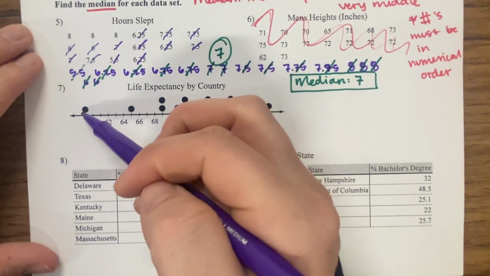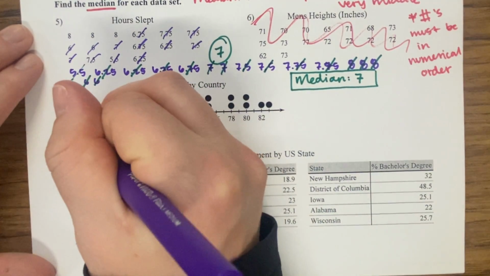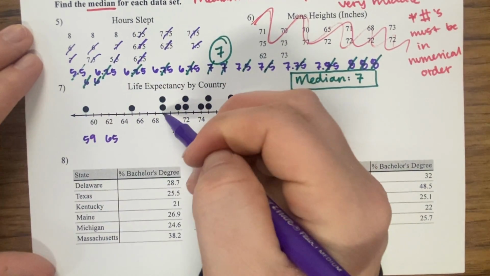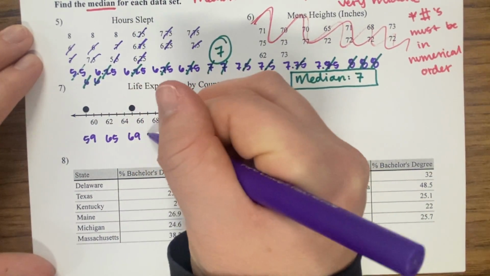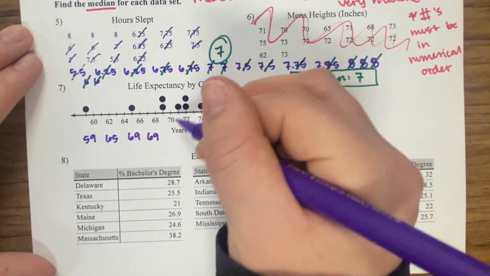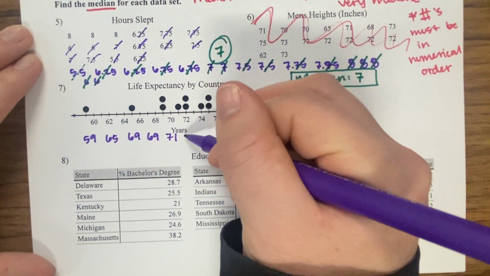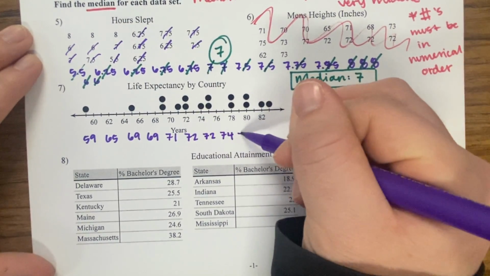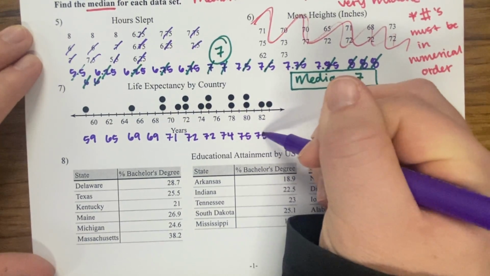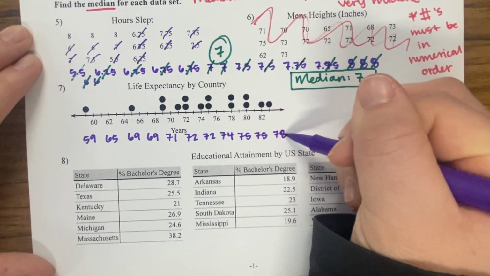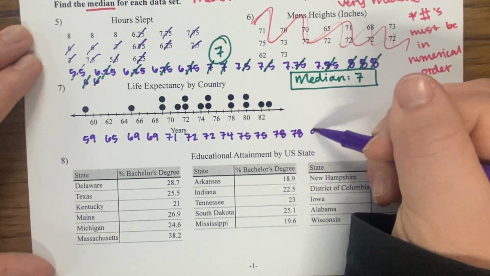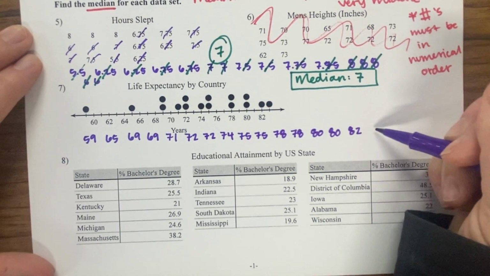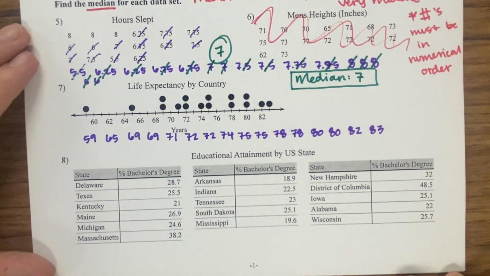Okay, so this dot lines up with 59. Then we have one at 65. We have 2 at 69. We have 1 at 71. 2 at 72. 1 at 74. 2 at 75. 2 at 78. 2 at 80. 1 at 82, and 1 at 83.